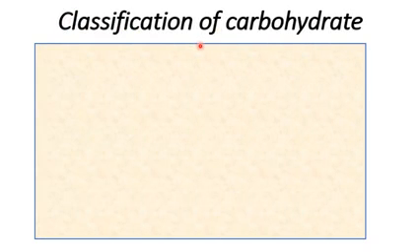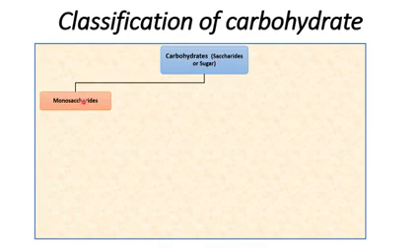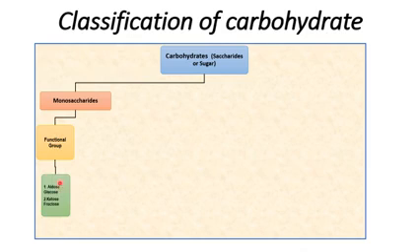Next we are going to talk about the classification of carbohydrates, how the carbohydrates are classified. Carbohydrates, also called saccharides or sugars, are first classified into monosaccharides. In the monosaccharides itself, there are many classifications based on the functional groups. Based on the functional group, as we have already seen, there are aldoses, that is, containing aldehyde, like glucose, and ketoses, with the keto functional group, like fructose.